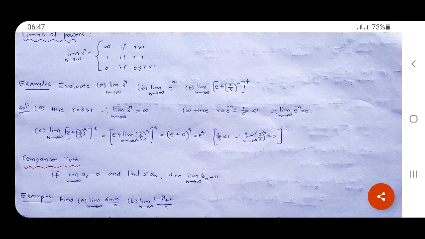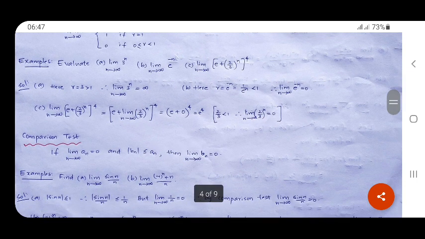And as the last example, limit n tends to infinity e plus 2 by 3 raised to n, the whole raised to 4. So e is independent of n, therefore that is equal to e itself plus limit n tends to infinity 2 by 3 raised to n, the whole raised to 4. And 2 by 3 is less than 1, therefore the limit is 0. So e plus 0 whole raised to 4, which is e raised to 4.